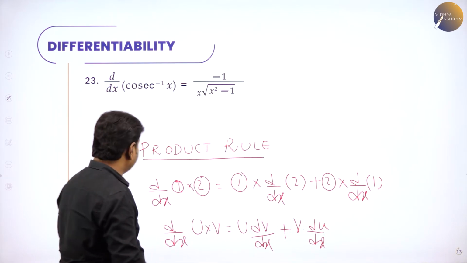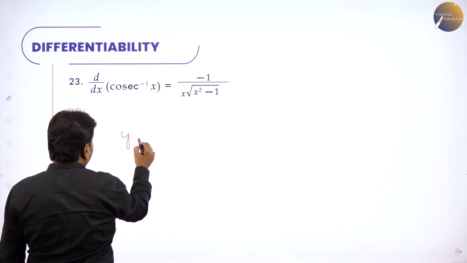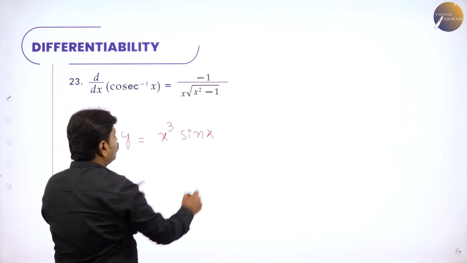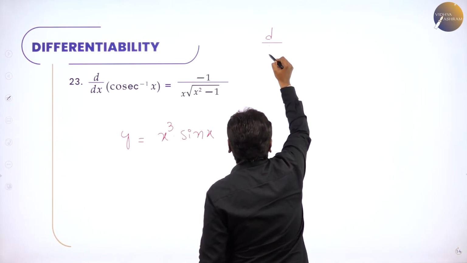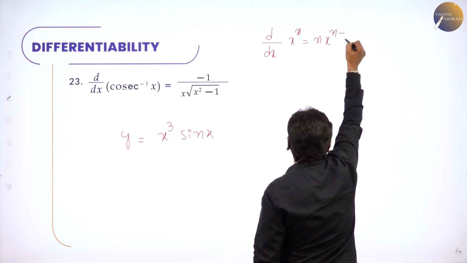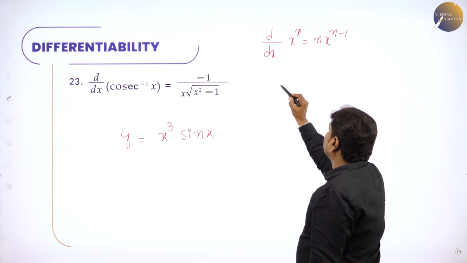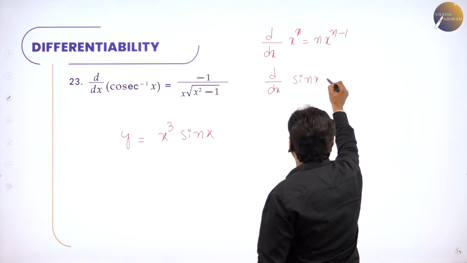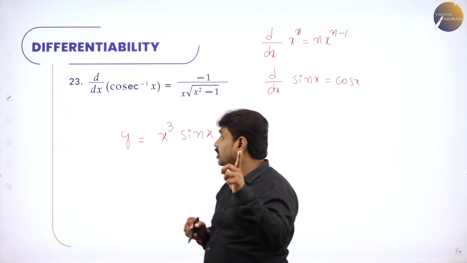I'll take some examples. So let us consider y is equal to x power 3 into sin x. See, now you can see there are two functions. And in today's class I taught you d by dx of x power n is n into x power n minus 1. And then I also taught you the derivative of sin x. Differentiation of sin x is cos x. 6 trigonometric functions I wrote. I am requesting you to become thorough with all 6.